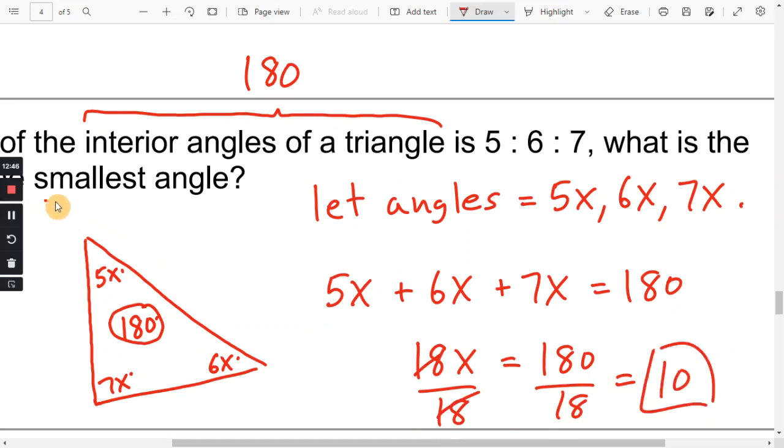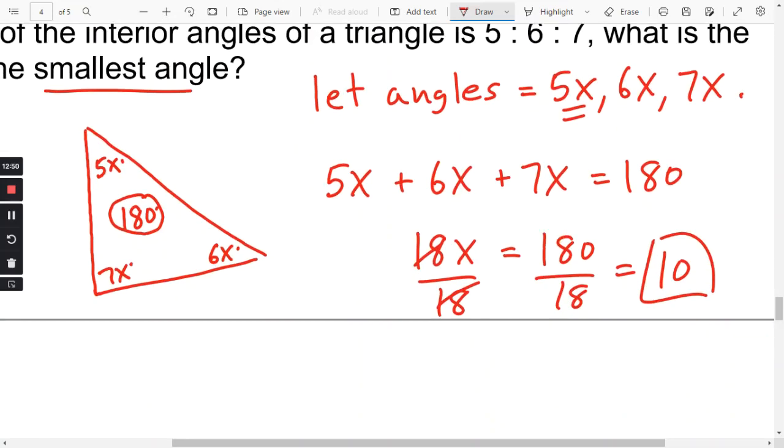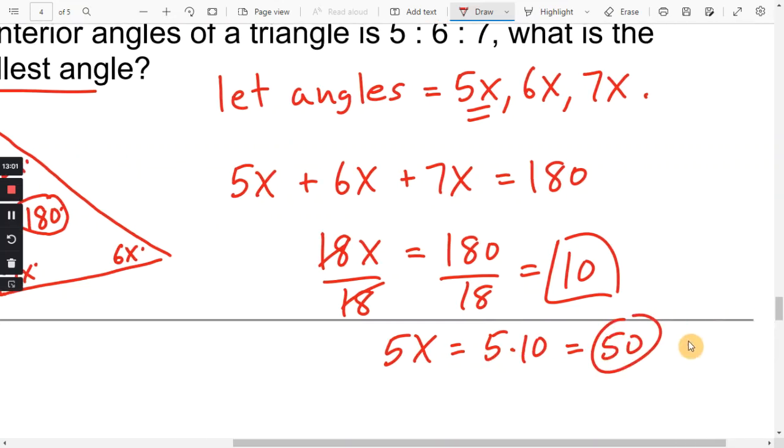Now, I wanted the smallest angle, so that's going to be the 5x. So if x is 10, 5x is going to be 5 times 10, which is just 50.